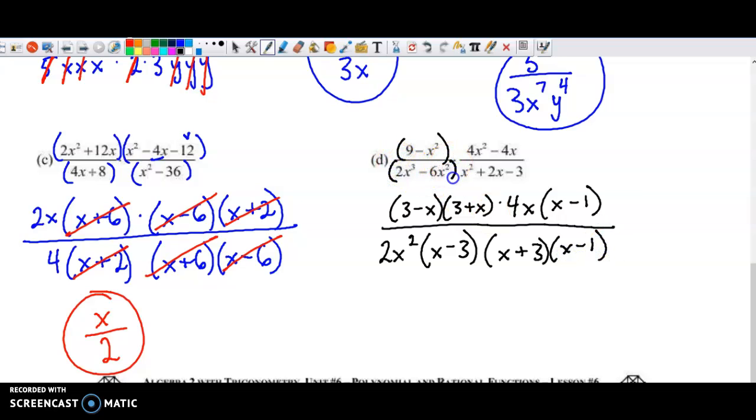Now, hopefully you're picking up on everything I'm doing, otherwise this lesson will take me forever. And this time, when we cancel certain things out, we can cancel out one of these x's. 2 goes into 4 twice, so we're going to have a 2 on top. We have an x on bottom from right there. The x plus 3 cancels out with a 3 plus x because addition's commutative. Same thing with that x minus 1 and x minus 1.